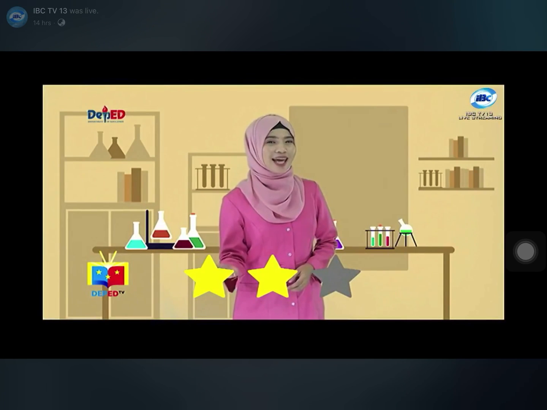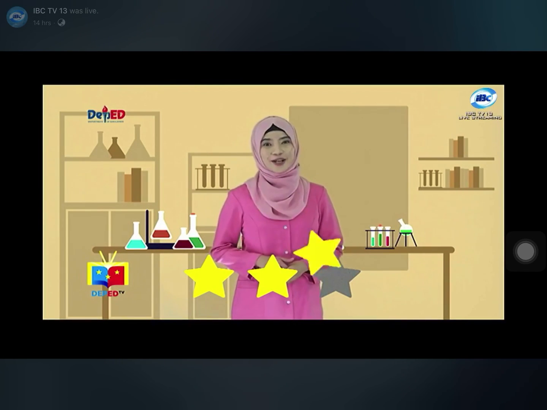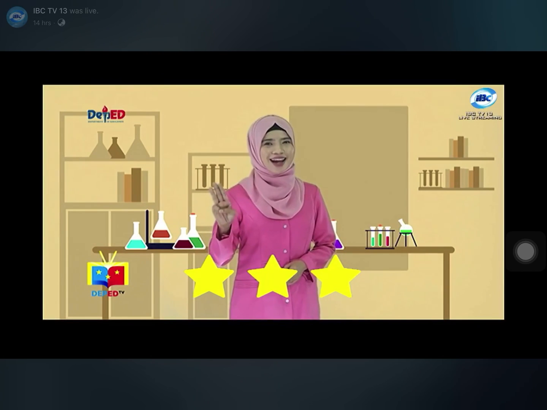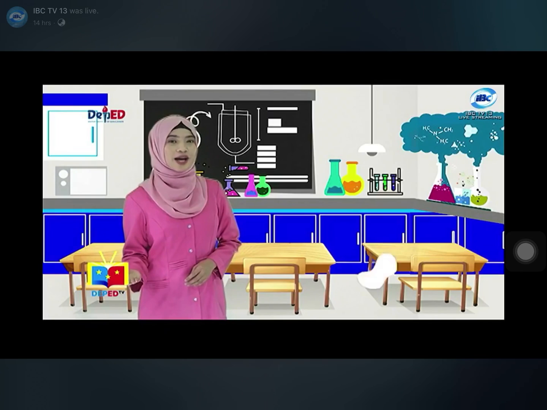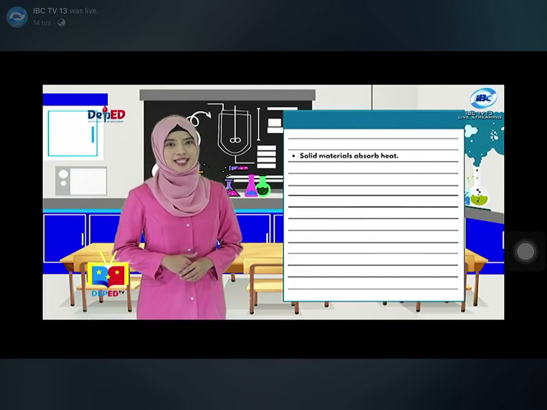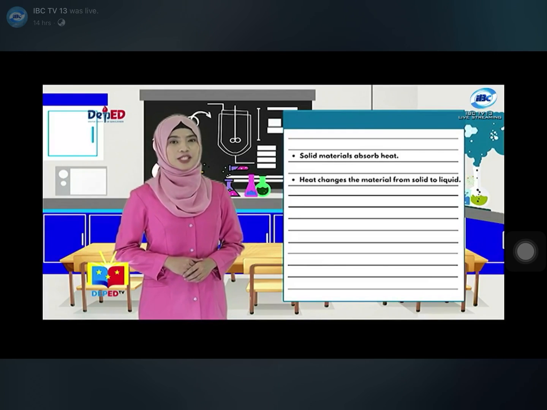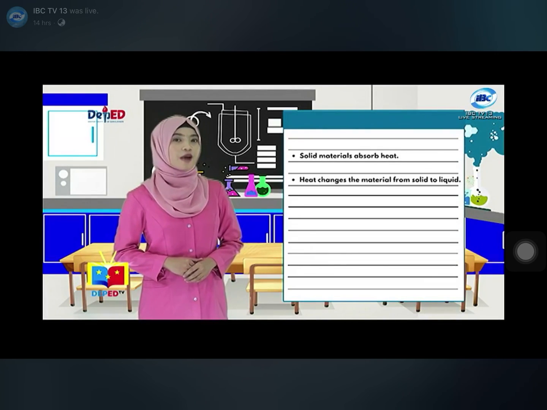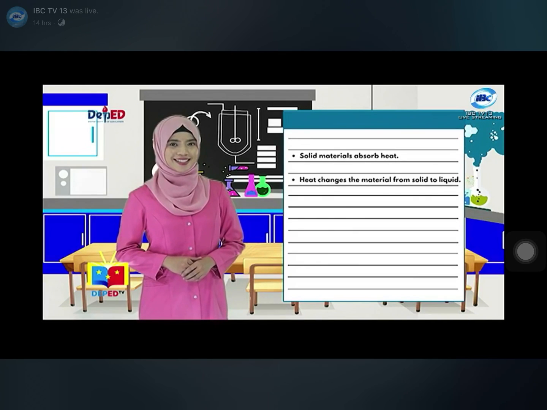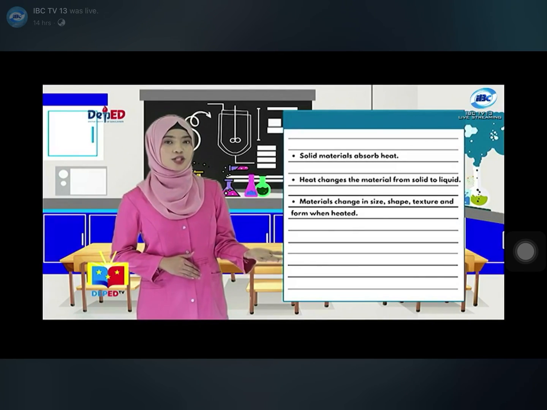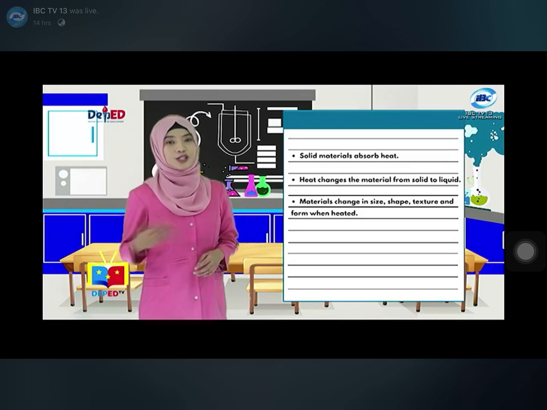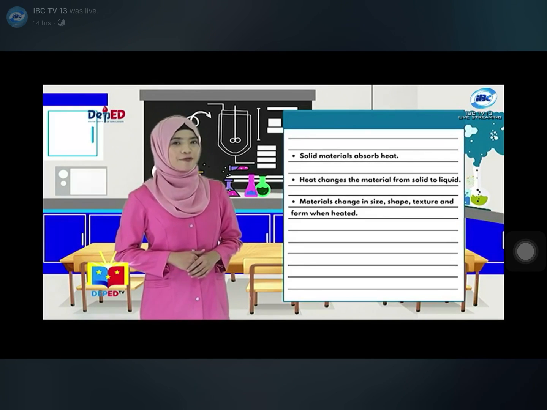If you got all the answers correctly, then you deserve your third and last star. There are changes in the properties of materials when they are heated or cooled. When a solid material is heated, it absorbs heat. The heat absorbed by the material causes the material to change its form from solid to liquid. The material also changes in size, shape, texture, and form.